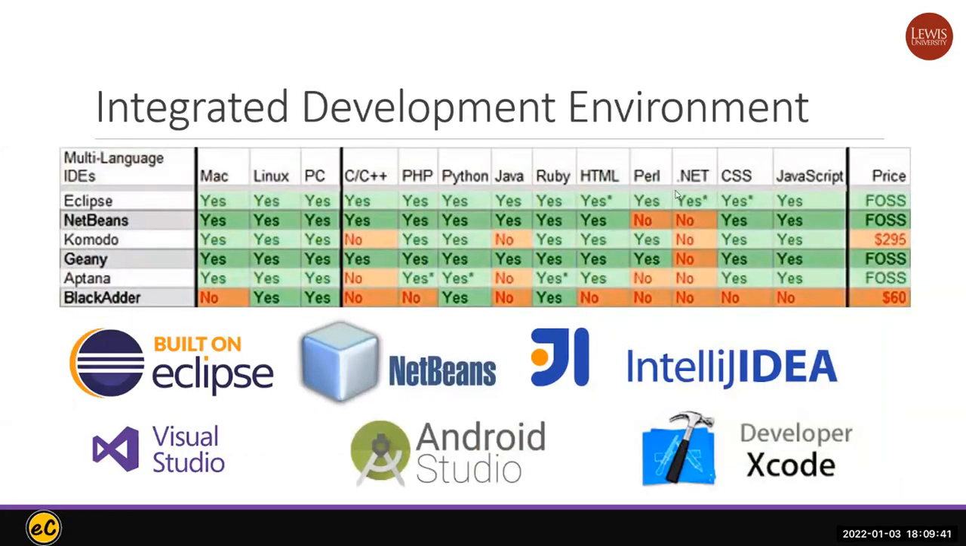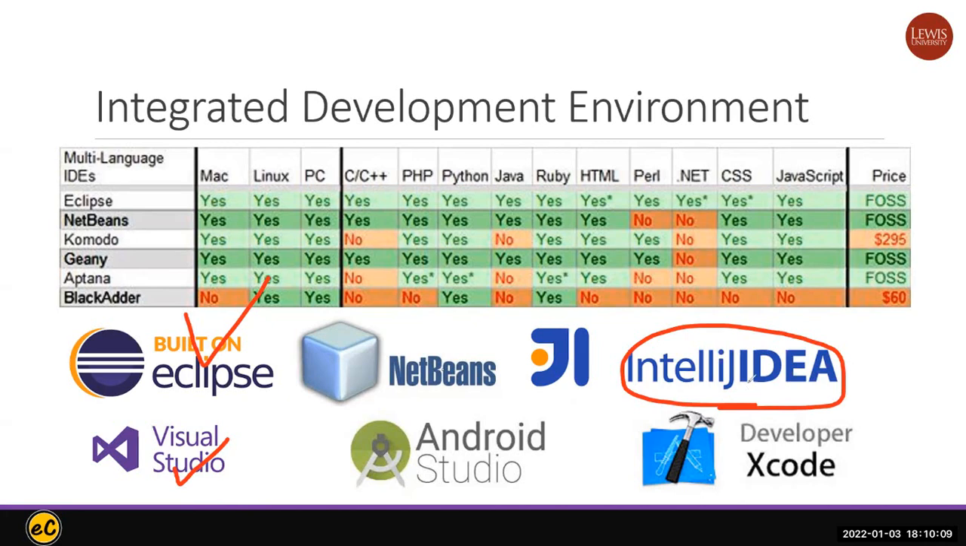In the old days, people used integrated development environments, IDEs. We have Eclipse, which supports almost every language, and NetBeans, also almost every language. So these are different language IDEs. Nowadays, I would say that Eclipse is still very popular, and Visual Studio Code is popular.